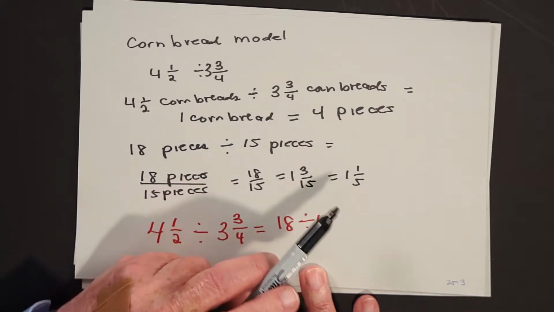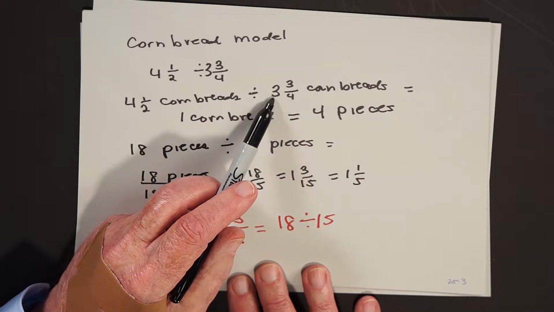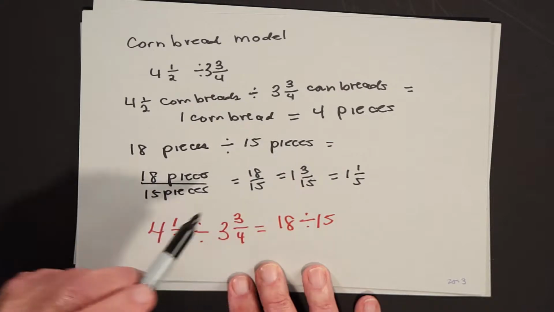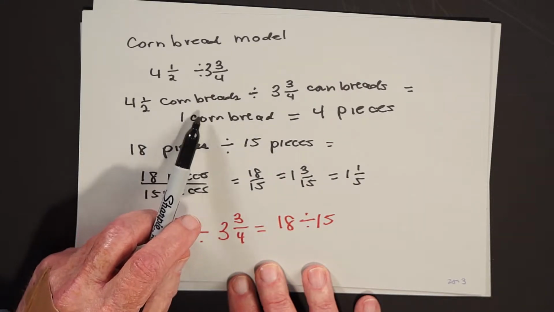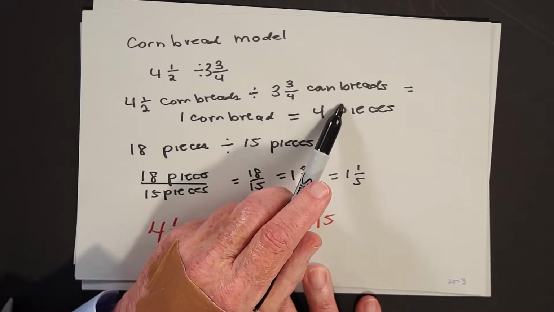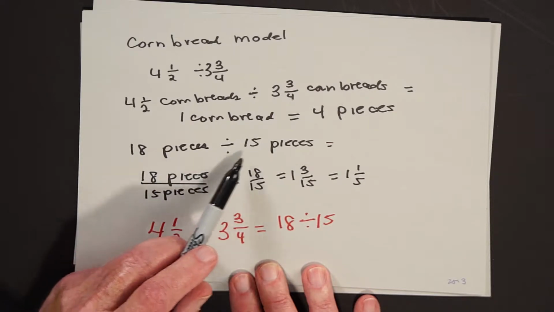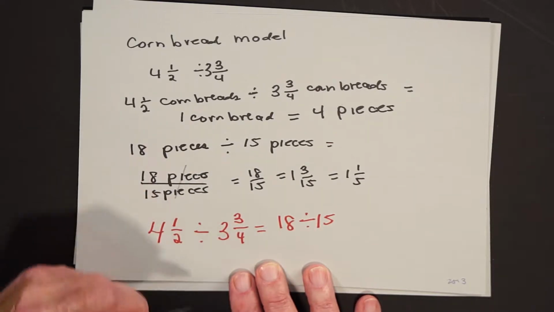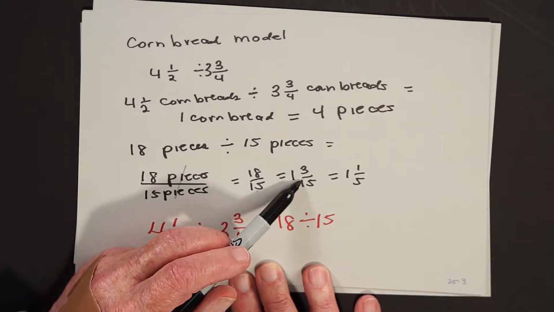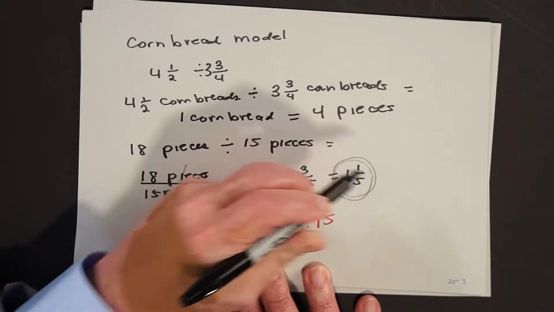3 3/4 cornbreads, well, 4 pieces to a cornbread, 4 times 3 is 12. That's 12 pieces, plus 3 more is 15. So now, what was 4.5 cornbreads divided by 3 3/4 cornbreads, in the language of cornbreads, becomes in the language of pieces, 18 pieces divided by 15 pieces, which is just the same as 18 divided by 15, which is 1 3/15. And the answer is the same, 1 1/5 that we got before.